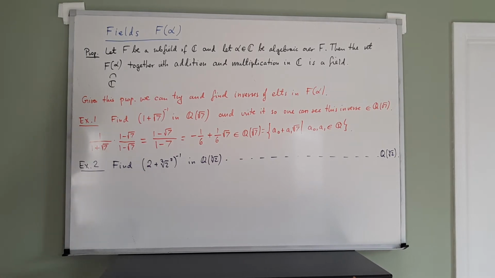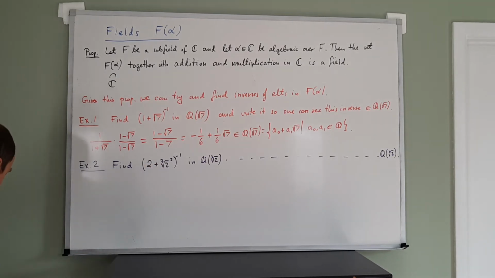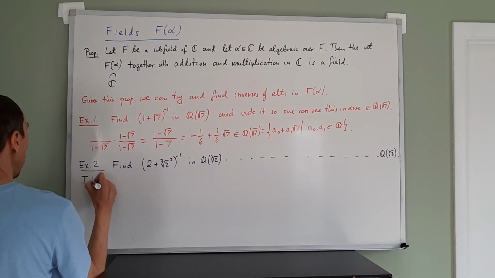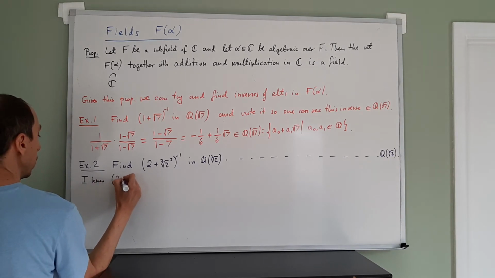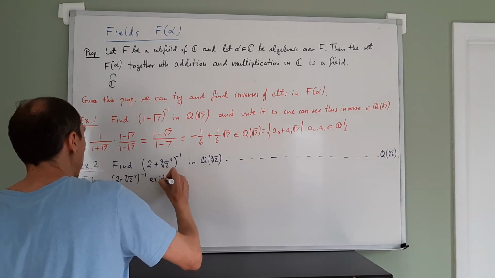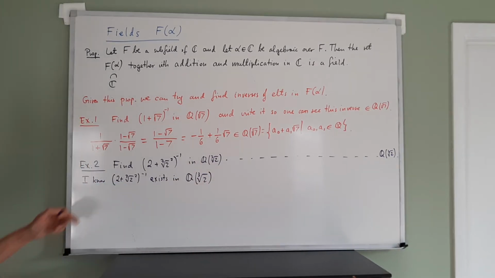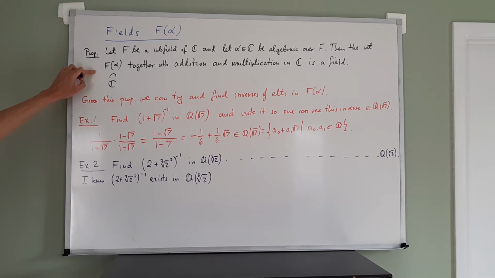I know this is a non-zero number, so I know the inverse exists in the complex numbers. I just don't know what it is. And I can't really use the conjugate in this case because it involves a cube root, not just a square root. So what do I do? So I know this inverse exists not only in C, but now, thanks to the theorem, I actually know it also exists in this field, right? By the proposition, we know that Q adjoined cube root of 2 is a field, so I know the inverse exists in that field.